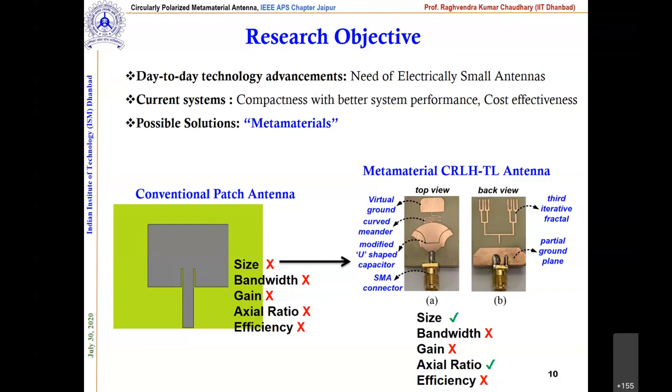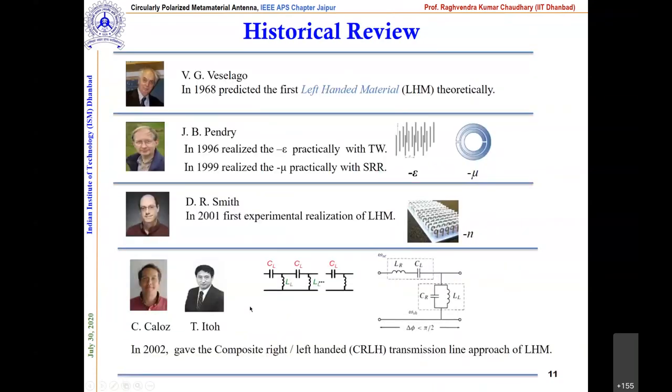So I hope you went through all the historical review, because this workshop is mainly focused on metamaterial. So let me quickly do the historical review. This started in 1968, theoretically, and then J.B. Pendry actually realized these things from wires and the SRR, then D.R. Smith experimentally validated it, and these two guys did it for the RF engineer. They tried to propose it from the transmission line concept, correct? Calves and two, correct? So what is a metamaterial?